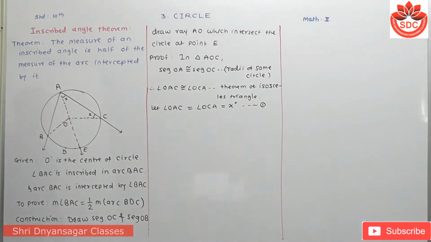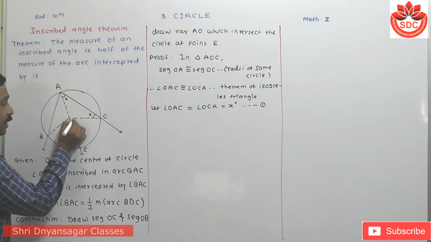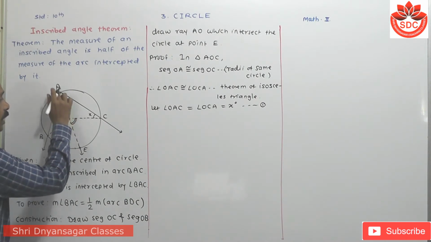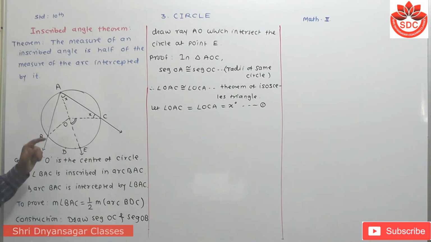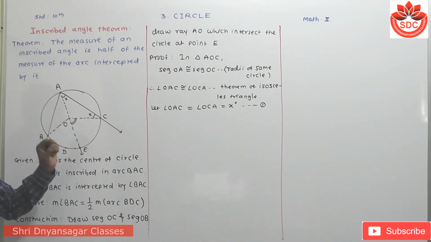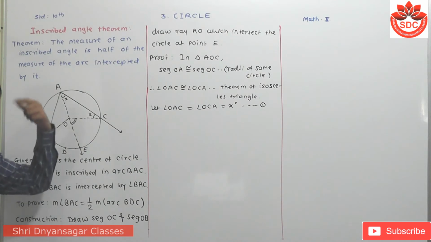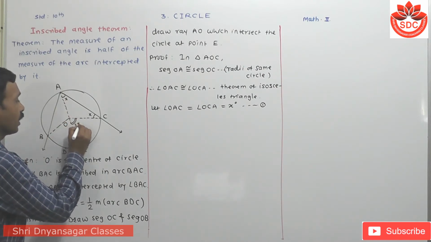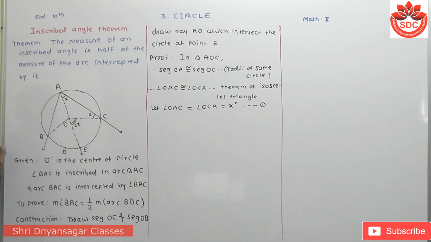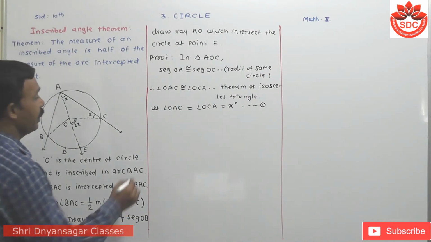Now student, look at this angle EOC. Now this angle is an exterior angle of the triangle OAC. By using the exterior angle theorem of the triangle, we have discussed in 9th standard, this angle is equal to the sum of these two angles. Means that x plus x becomes how much? This angle is 2x.